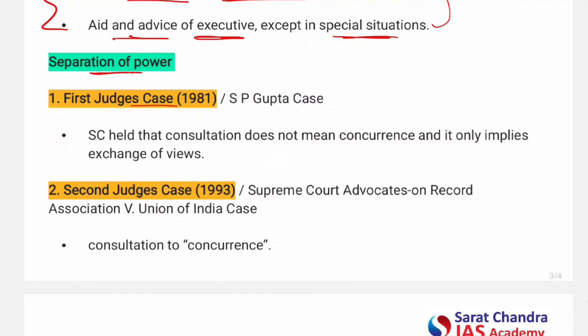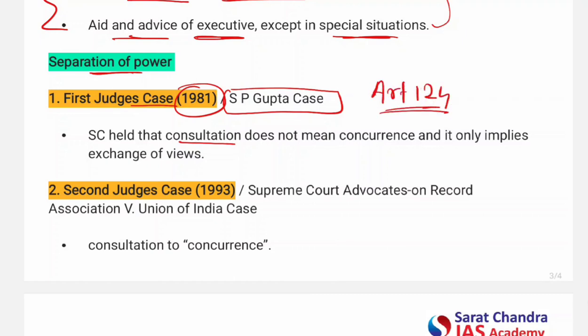The first judges case, also known as the SP Gupta case of 1981. Here the Supreme Court said that under Article 124, the President has the power to appoint Supreme Court or High Court judges in consultation with the Chief Justice of India. In this case, the Supreme Court said that consultation does not mean concurrence. That means the consultation or advice given by the CJI to the President regarding the appointment of Supreme Court or High Court judges is not binding on the President. It is just consultation, not concurrence.